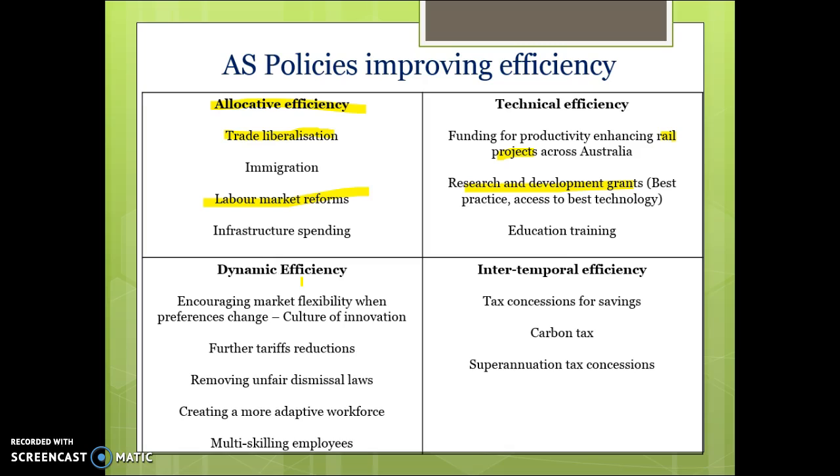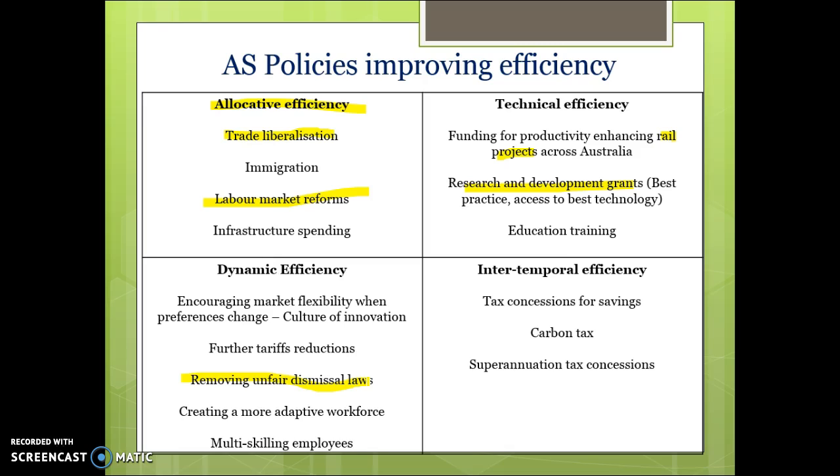Dynamic efficiency is all about encouraging market flexibility, so encouraging a culture of innovation. Ways we can become more dynamically efficient: removing unfair dismissal laws. That allows firms to quickly shift resources to areas that are in high demand when people's preferences and tastes change, so they don't have to hold on to employees for too long. Creating a more adaptive workforce, multi-skilling employees, so providing subsidies or concessions for firms to train employees in a range of different areas would be another one.